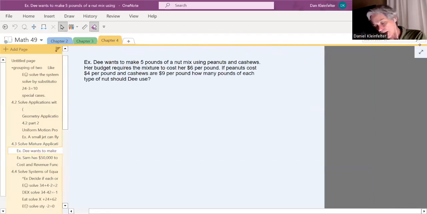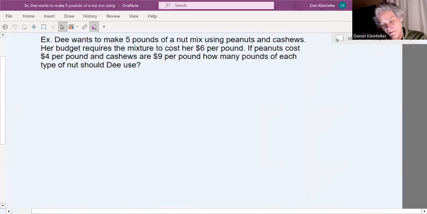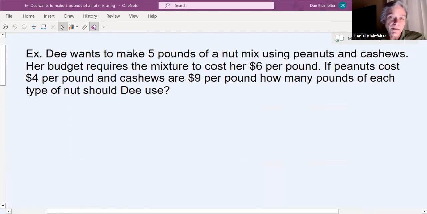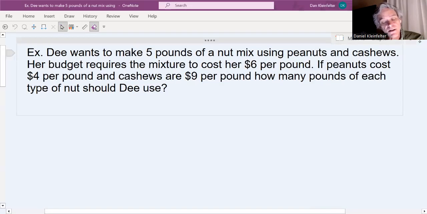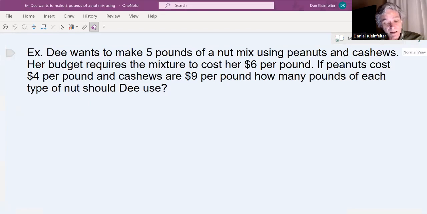This one is going to be a nut mixture problem, and those are always fun. So sometimes it's nuts, sometimes it's candies, sometimes it's nuts and candy. It just depends. All right, so here it says D wants to make 5 pounds of a nut mix using peanuts and cashews. Her budget requires the mixture to cost her $6 a pound. Peanuts cost $4 a pound. Cashews cost $9 a pound. We want to know how many pounds of each type of nut she should use.